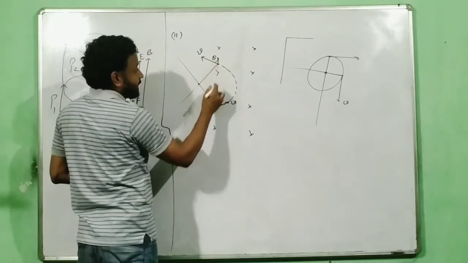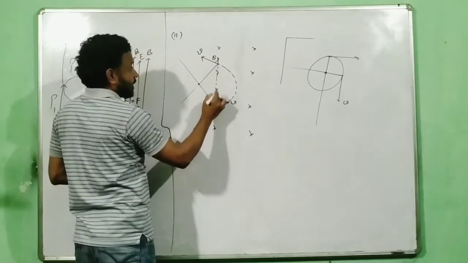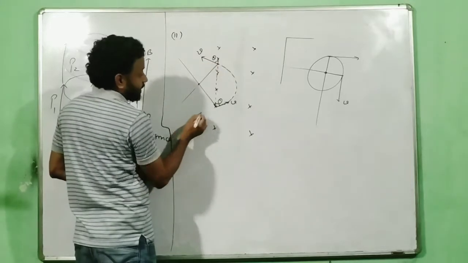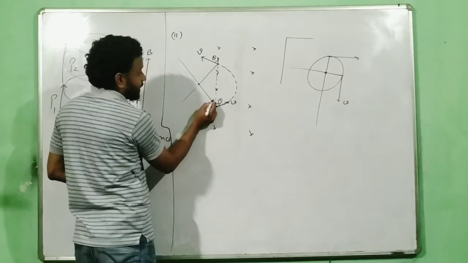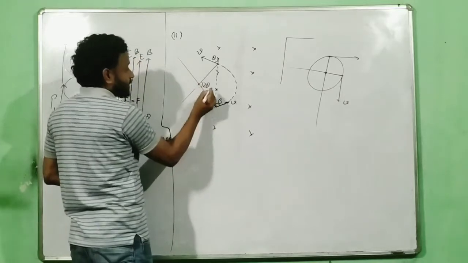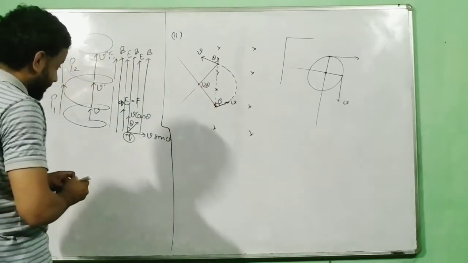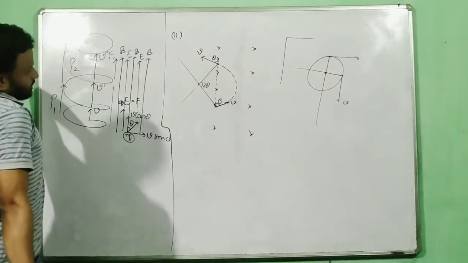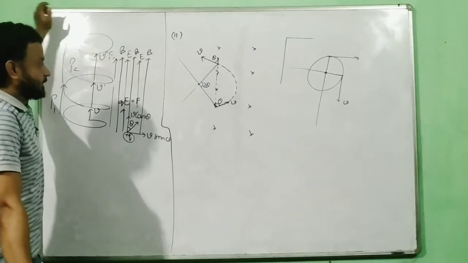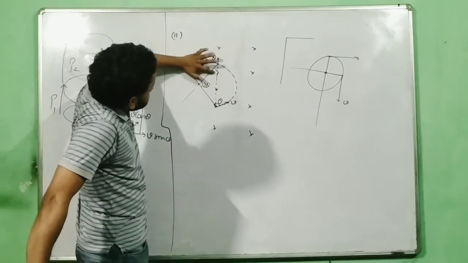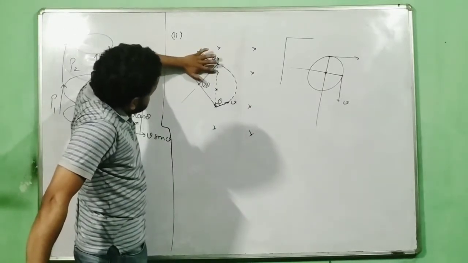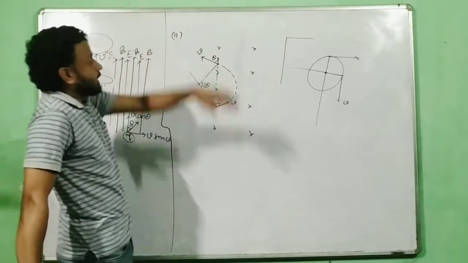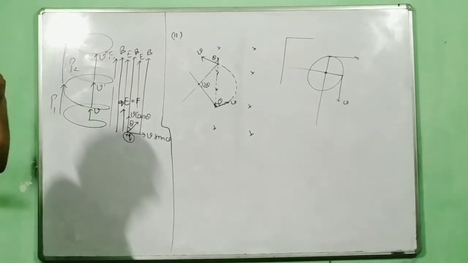So if this angle is theta, this angle is 90, so this becomes 90 minus theta. This also becomes 90 minus theta. So this becomes 2 theta. Check your calculation. Okay, let me check mine first. Yes, 2 theta. This will be 2 theta.